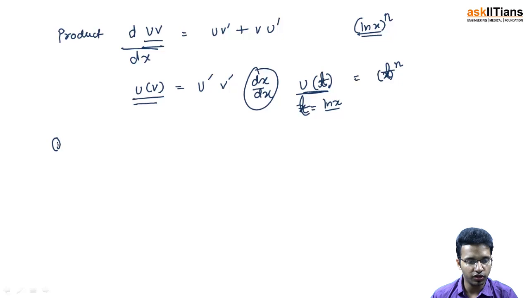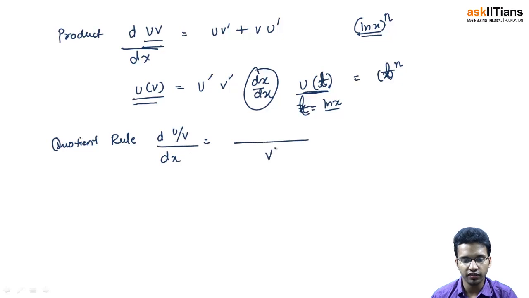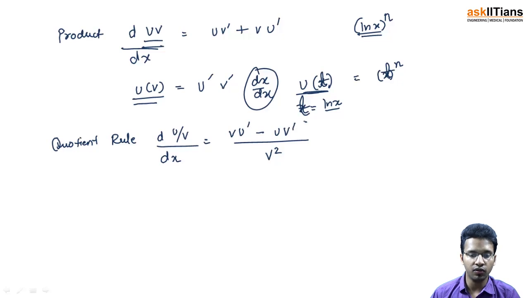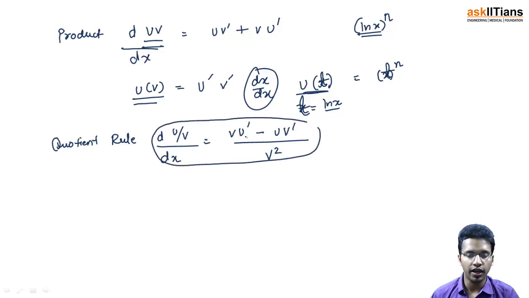For the quotient rule, it goes like d of u by v over dx. In the denominator it's clear, v square. So first we keep v as it is, u dash minus u into v dash. This is how it goes, and I guess dash notation is clear. This means du by dx, and this means dv by dx.